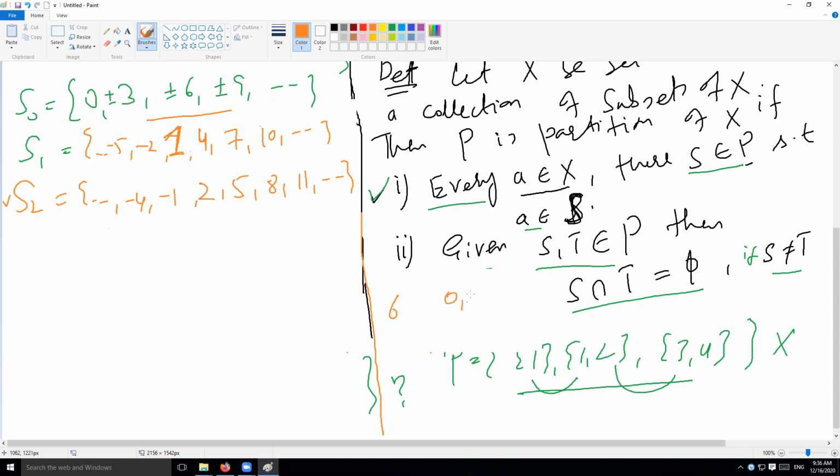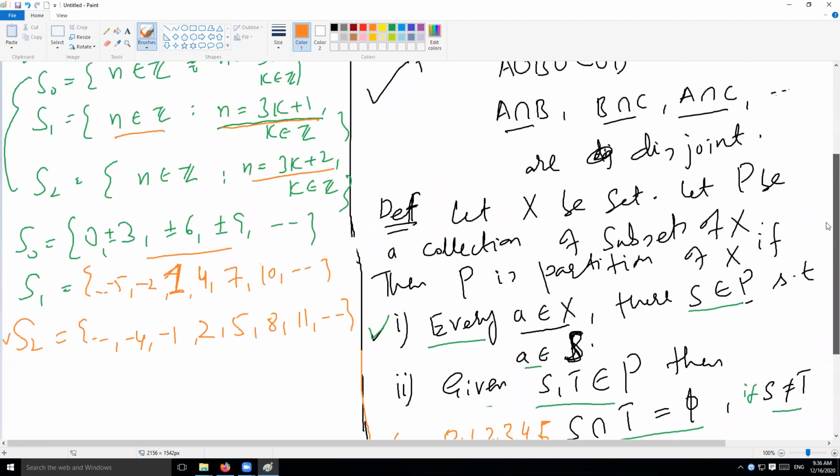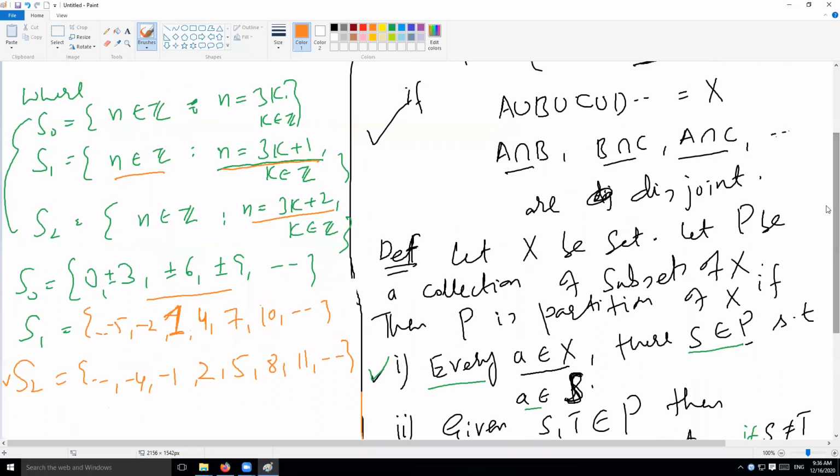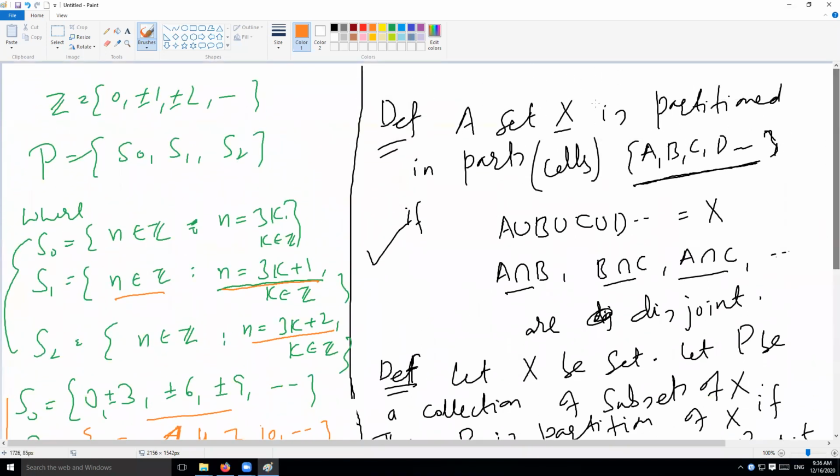Could be 1, 2, 3, 4. Yes, 0, 0, 1, 2, 3, 4, up to 5 actually, and so on and so forth. So this is really natural. Okay, anyway, so the problem is not to find the remainders of 3, but the problem is to really check whether this S0, S1, and S2 partition the set of integers or not actually.